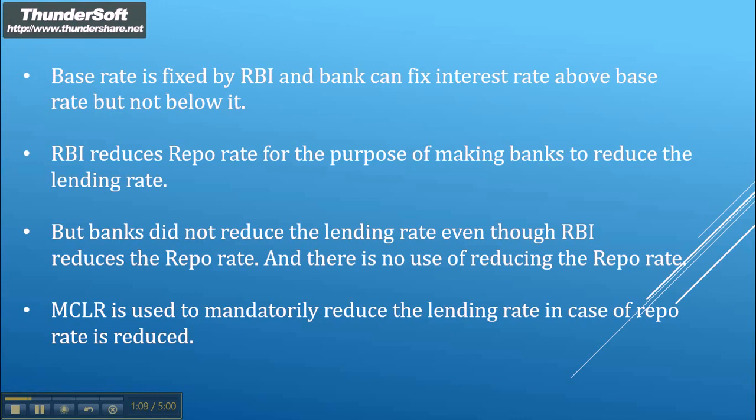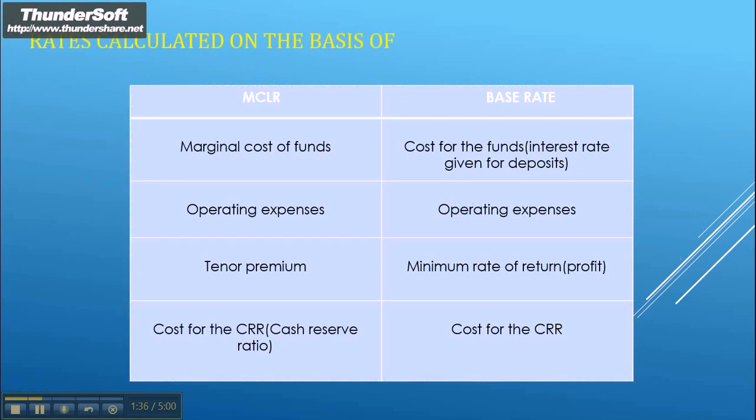For this loophole, RBI introduced the MCLR rate. MCLR is used to mandatorily reduce the lending rate when the repo rate is reduced. Through this, RBI can easily reduce the lending rate of the banks through the MCLR rate.